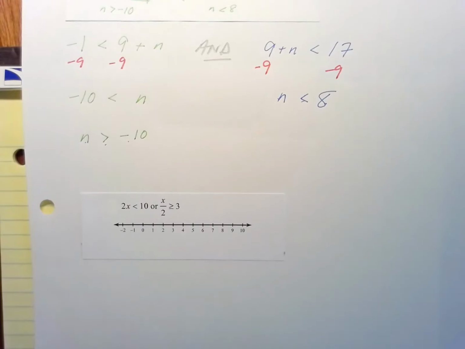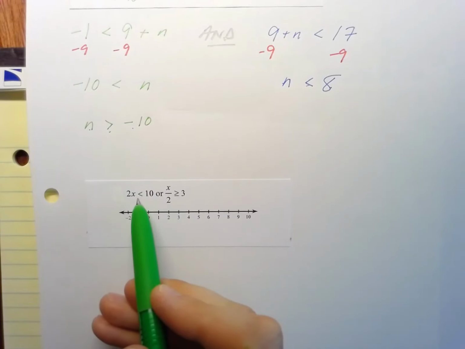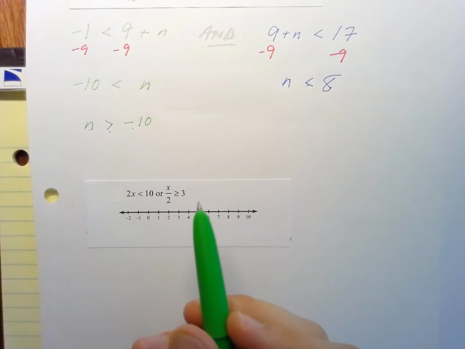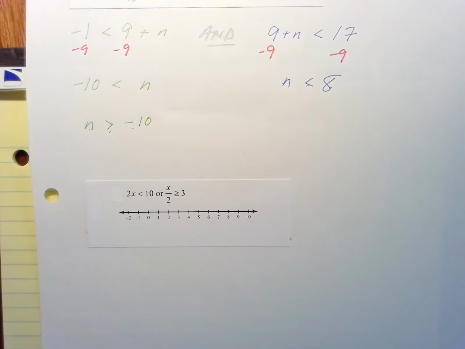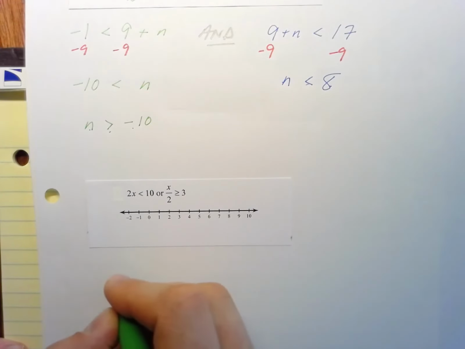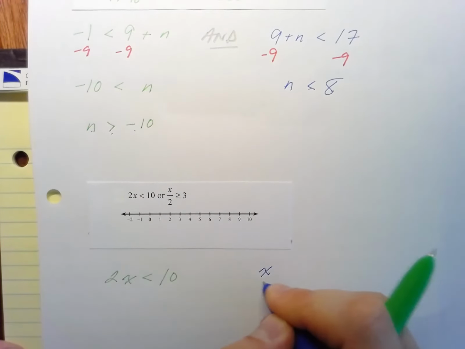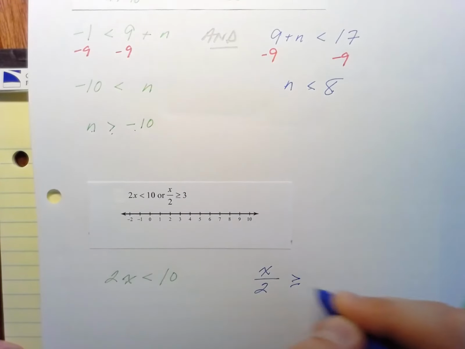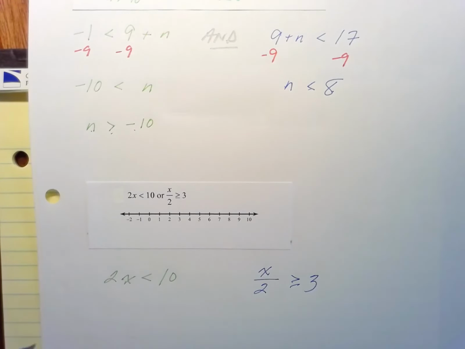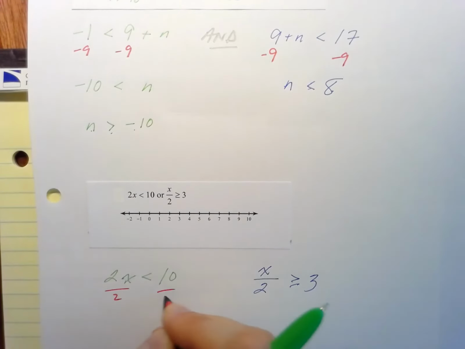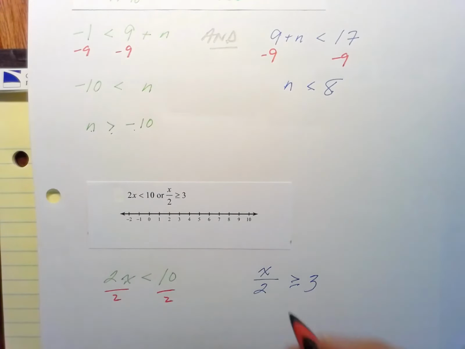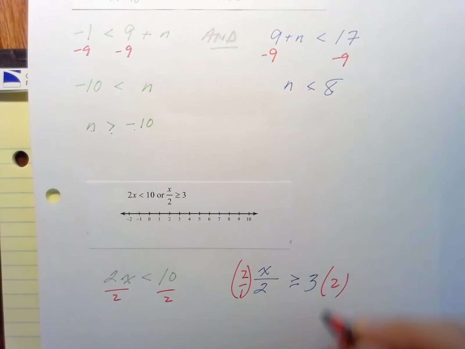What about 2x is less than 10 or x over 2 is greater than or equal to 3? Okay, so this is an OR statement. This is going to diverge. So let's solve each of these individually. Okay, and I'll keep doing this in green and blue. So my green statement is going to be 2x less than 10. The blue statement is going to be x over 2 greater than or equal to 3. So here, of course, I'm going to divide by 2. Over here, of course, I need to multiply by 2 and multiply by 2.